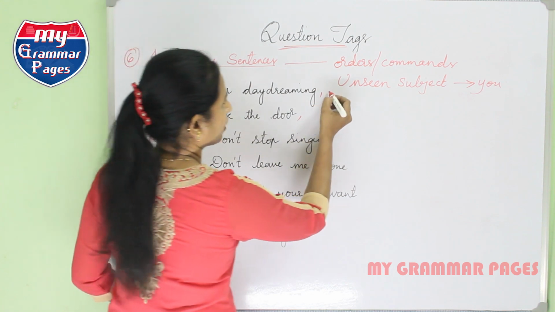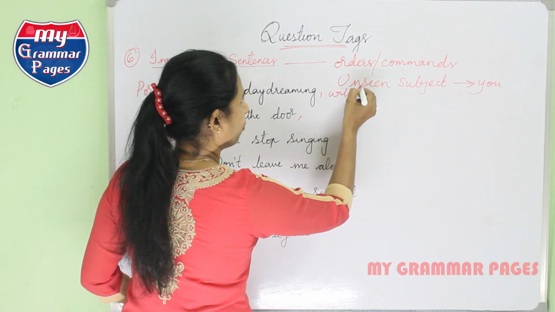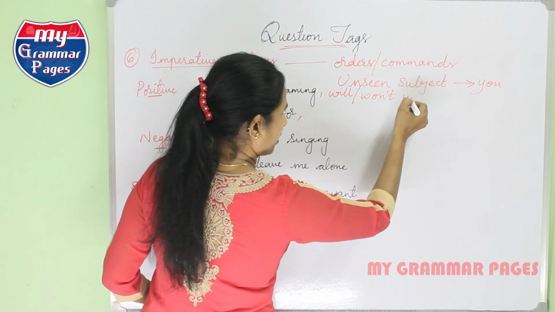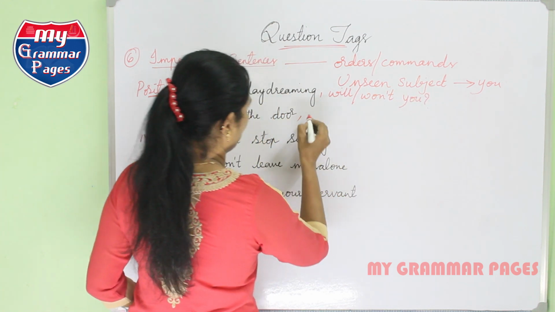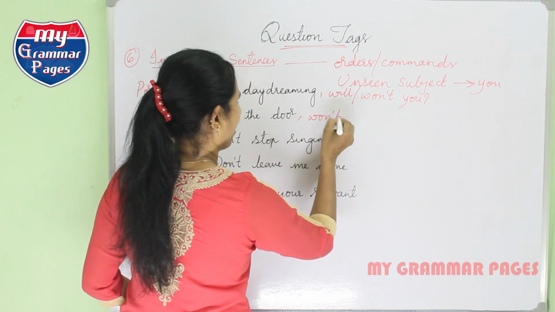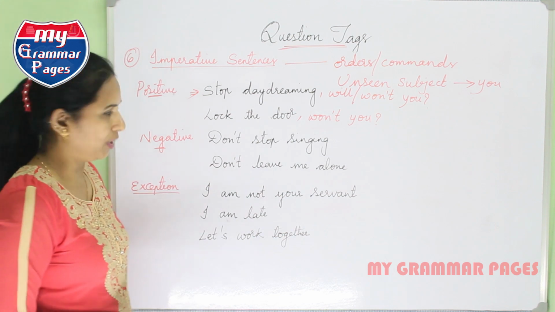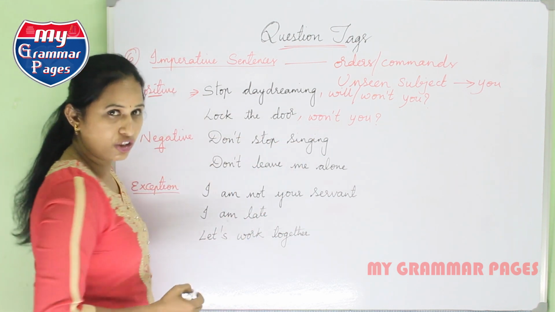So stop daydreaming. You can go with will or won't. Subject is you. The personal pronoun is you. Won't you? Mostly we take won't, and no problem even if you take will even. Lock the door, won't you?